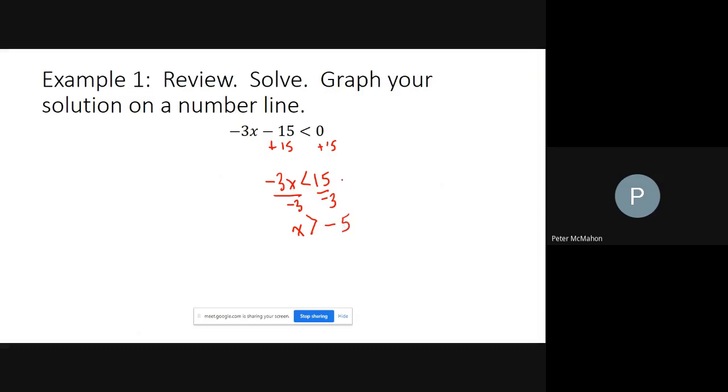The way we're going to state the solution is, if I have 0 here, 1, 2, 3, 4, 5, this is -5 here. I'm going to put an open circle here because I'm not including -5, but I want all the values that are bigger than it, like this. And I'm going to put an arrow like this. So when we graph it on a number line like this, this is how we do it. Here's my written solution: x greater than -5. And here's my solution on a number line.